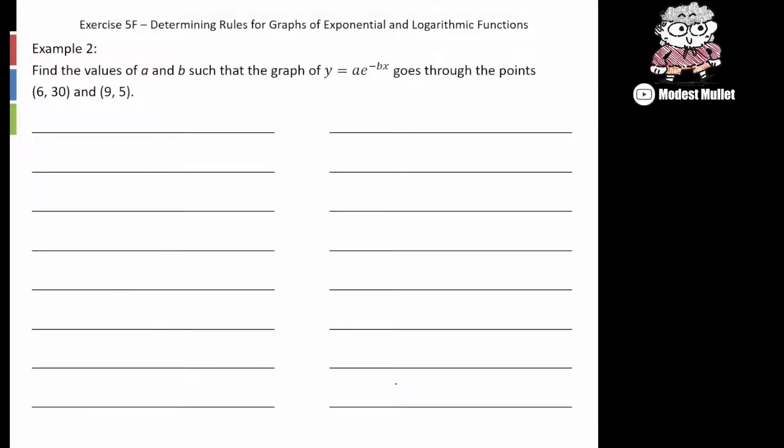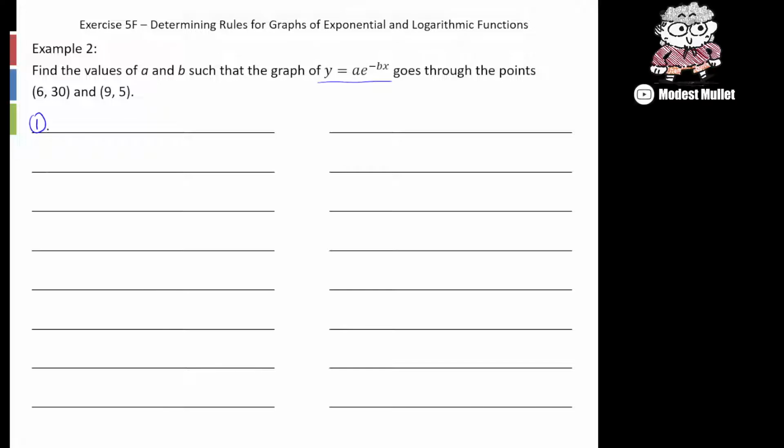Alright, so let's have a go at this one. So we want to find the values of A and B such that the graph y is equal to A e to the negative bx goes through the points (6, 30) and (9, 5). Okay, so let's substitute those in.